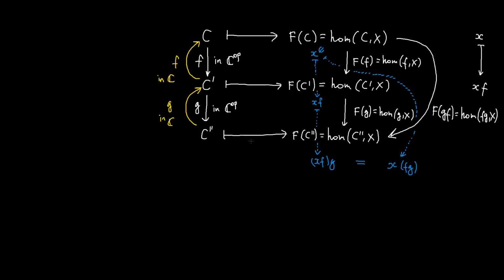Let's check this. So the other thing we need to do to get convinced that F is indeed a functor is to check that when I consider the identity morphism here from C to C, then the result will be an identity function.